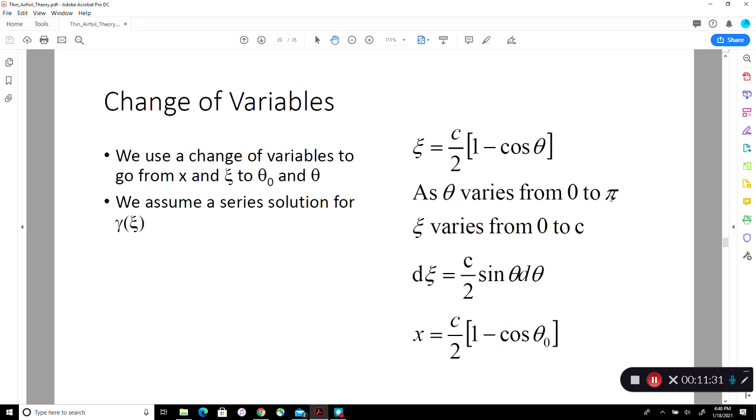If you put theta equal to pi, cosine of pi is minus 1. Cosine of 180 degrees is minus 1. We already have a minus here, so that becomes a plus 1. 1 plus 1 is 2. 2 divided by 2 is 1. So xi becomes equal to chord. So xi goes from 0 to c when theta goes from 0 to pi. So this is the change of variable that stuck.